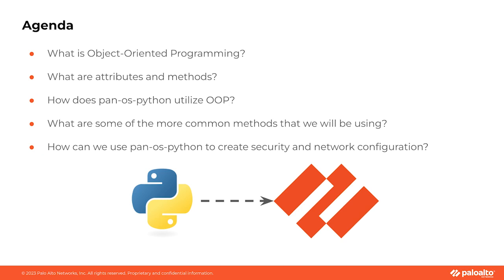This object-oriented programming, again, is the heart of how the PanOS Python SDK works. It's providing a consistent and intuitive way to interact with our Palo Alto Networks devices, allowing us to manage complex configurations with ease. But we've only just scratched the surface.